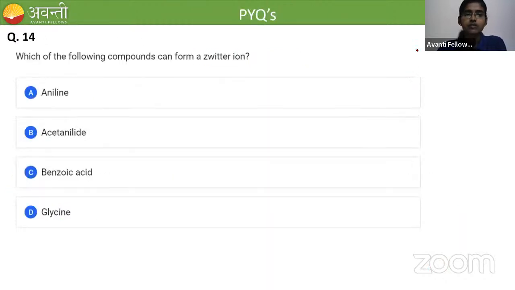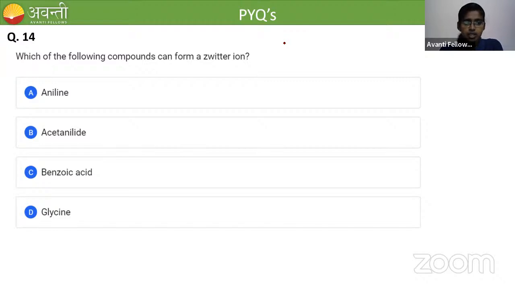Which of the following compounds can form a Zwitter ion? What is a Zwitter ion actually? A Zwitter ion is a system or compound which has both positive as well as negative charge in it.